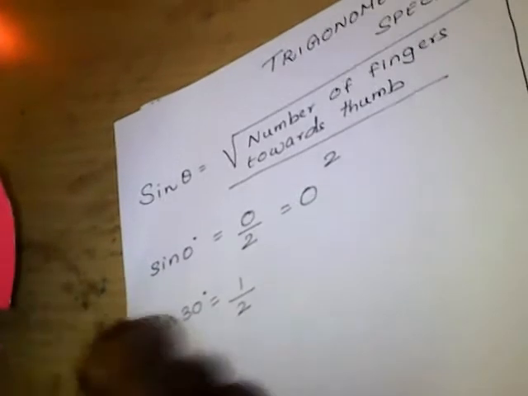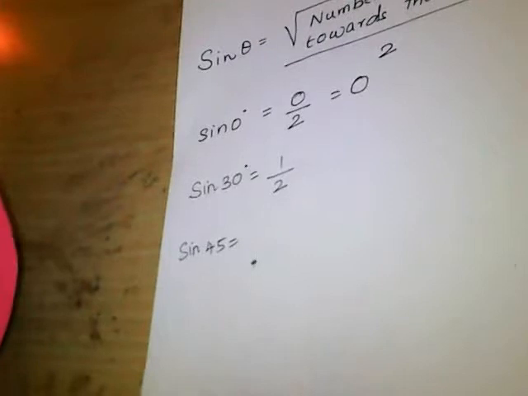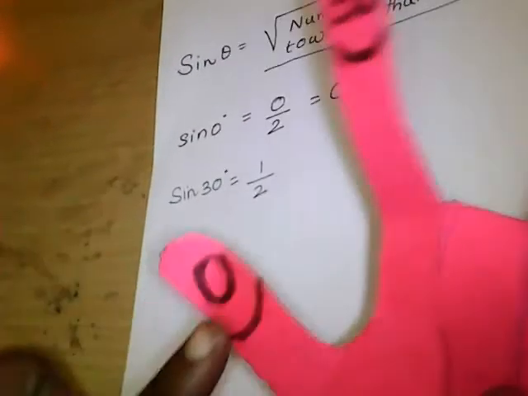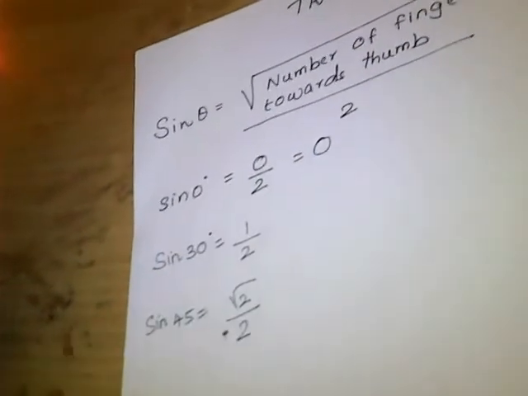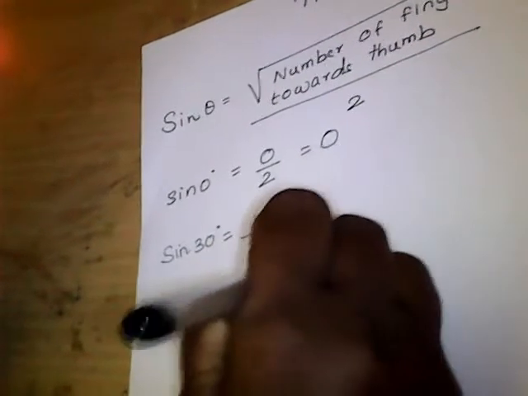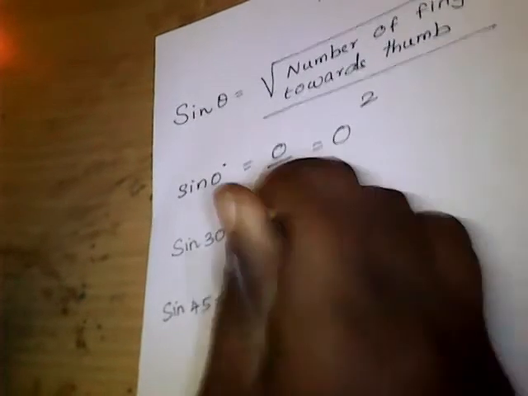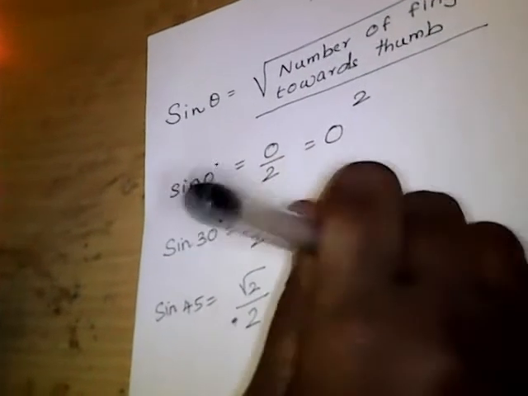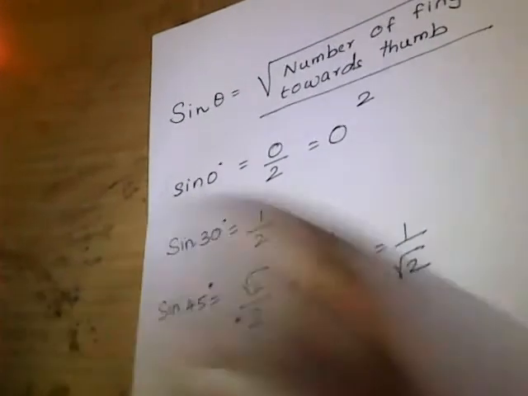Next, sin 45. Sin 45 I am finding. So now I am folding 45 degree finger. So formula is root of number of fingers towards thumb divided by 2. So towards thumb, how many fingers are there? 2. So root 2 by 2. I can again write 2 as root 2 into root 2. I am cancelling root 2 and root 2, so you are getting 1 by root 2. So sin 45 degree is 1 by root 2.